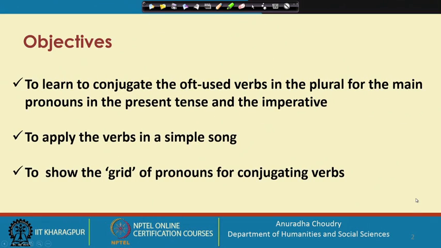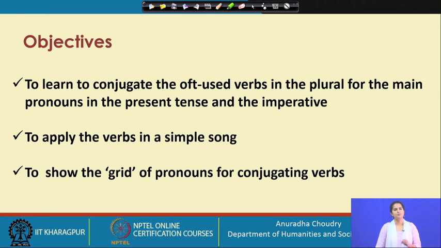So the objectives of this particular session, in fact, is to learn to conjugate the oft used verbs in the plural for the main pronouns in the present tense and imperative. Then we will apply the verbs in a simple song that we've already looked at, but we'll bring it in the plural form. And then I will try and show to you the grid of pronouns for conjugating verbs. Sanskrit is a language which has several kinds of grids. The grid for the nouns and how they are declined, and then we also have the grid for the verbs. So once you see that, it becomes very easy for the mind to then compute and use the correct forms for the verbs.